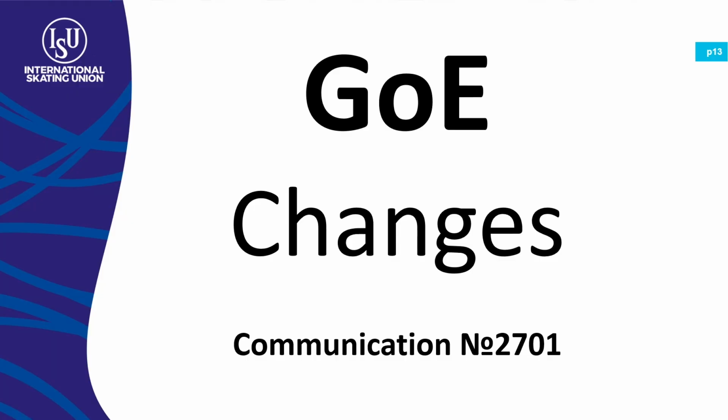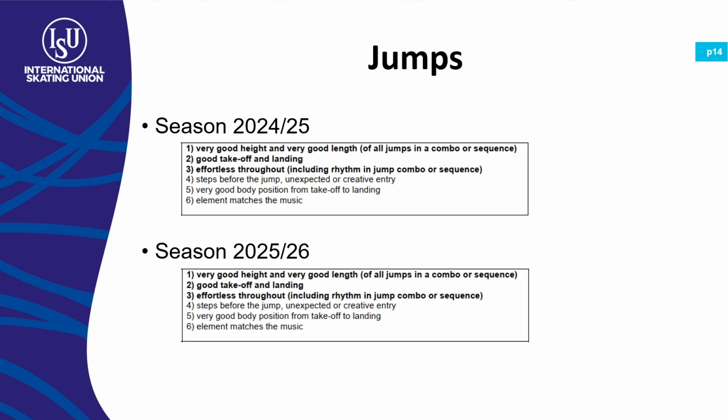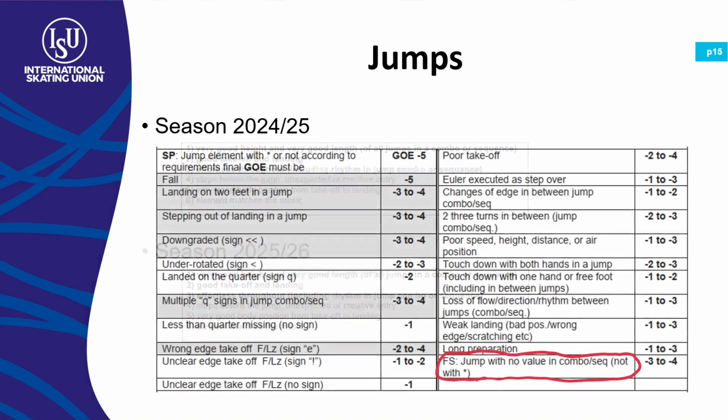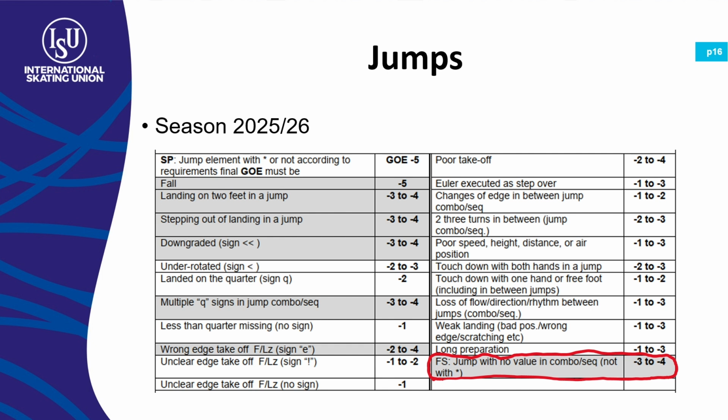There are no changes for jumps or choreo sequences, that's why let's go to the JOE changes. Jumps, positive bullets, no changes, but free skating, jump with no value in combination or sequence, not with asterisk. This bullet now is in gray, that's why in the free program the maximum starting JOE can be only +2 instead of +3 as in the previous season.